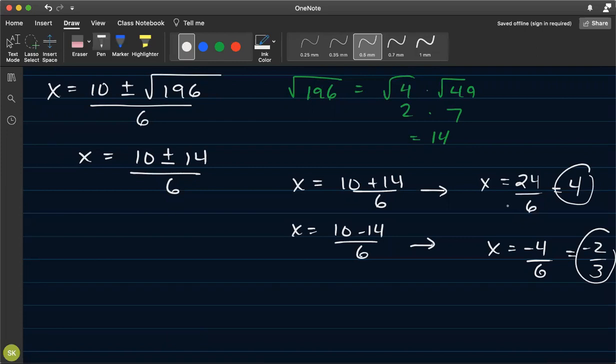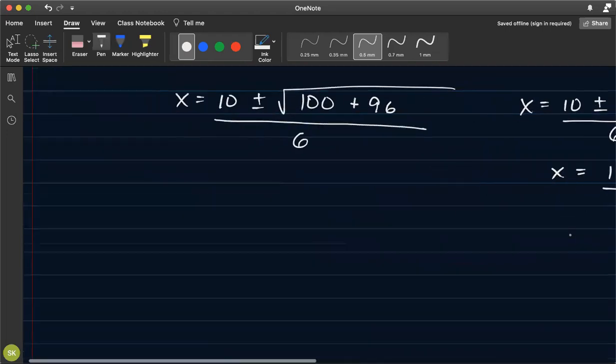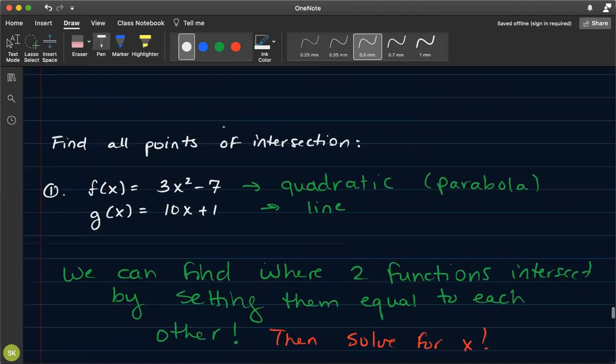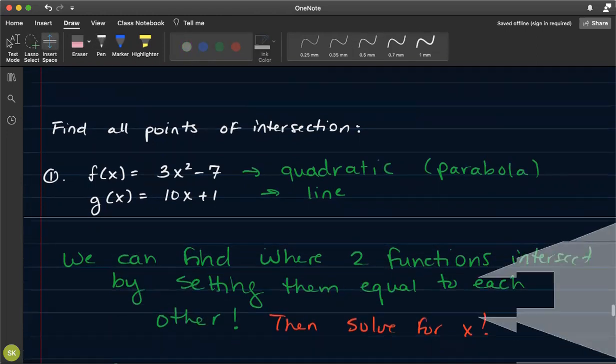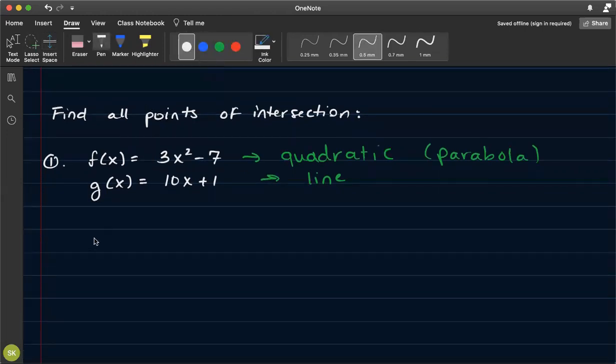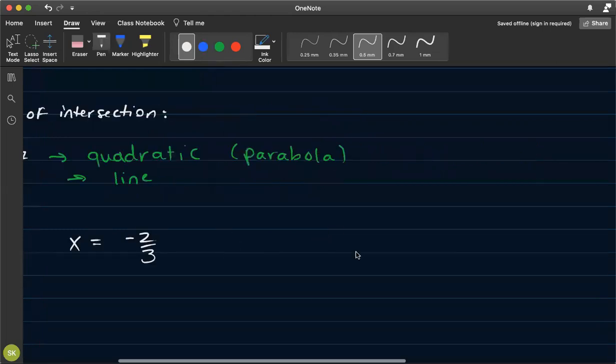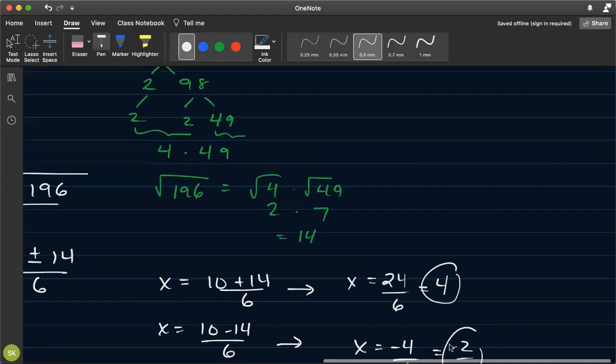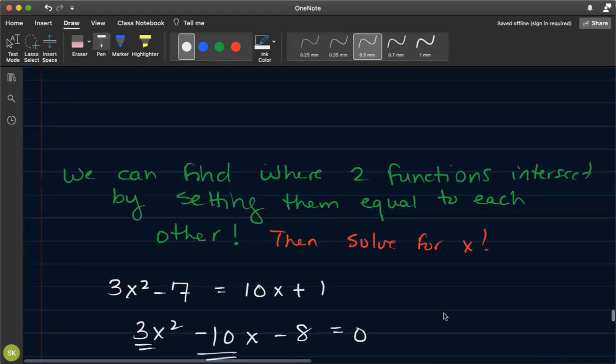Now the question. Remember, x is 4 and x is negative 2/3. Maybe write that down. Let's remember what the question was. The question was to find all the points of intersection. Actually, that's not a question, that's a command, right? We found that x was 4 and x is negative 2/3, right? I already forgot, so let me look back at this. 4 and negative 2/3. Okay.